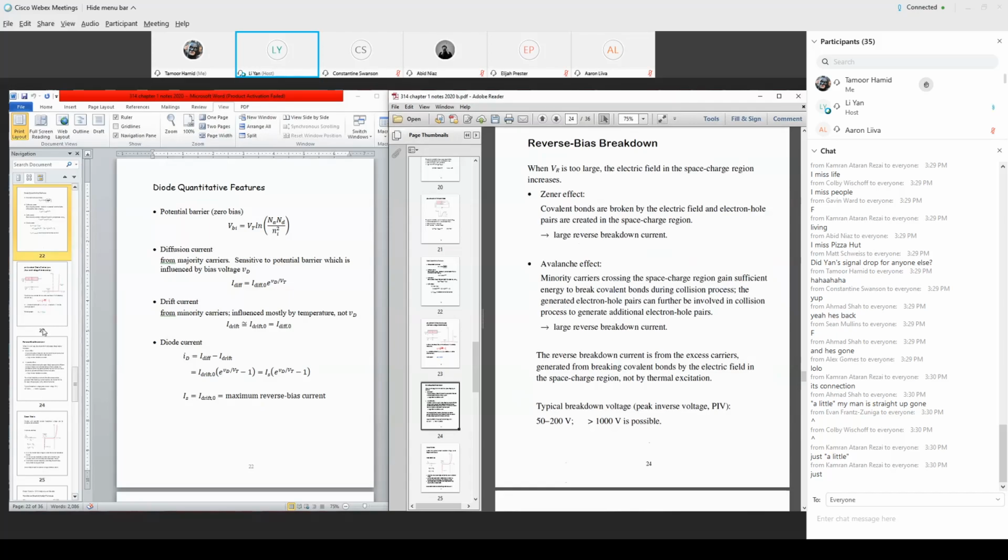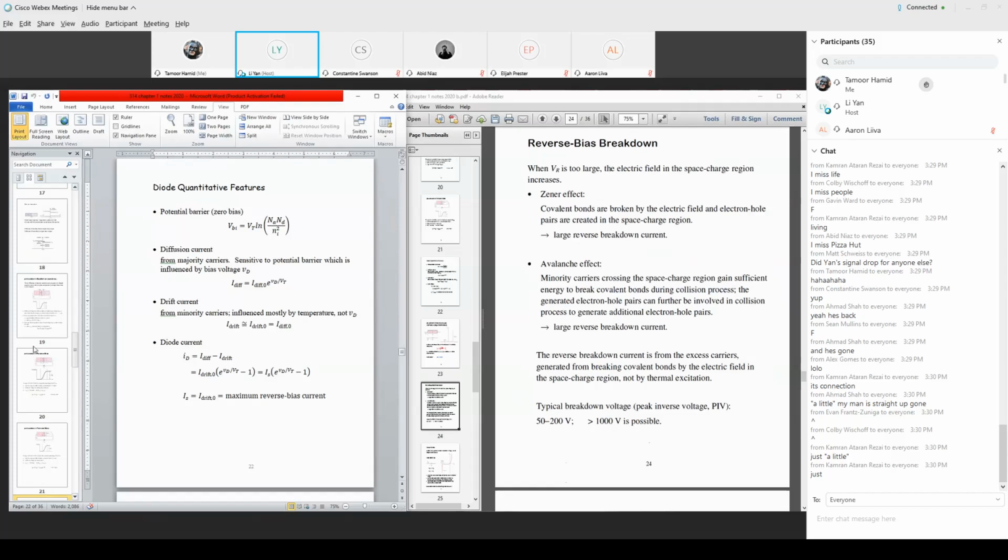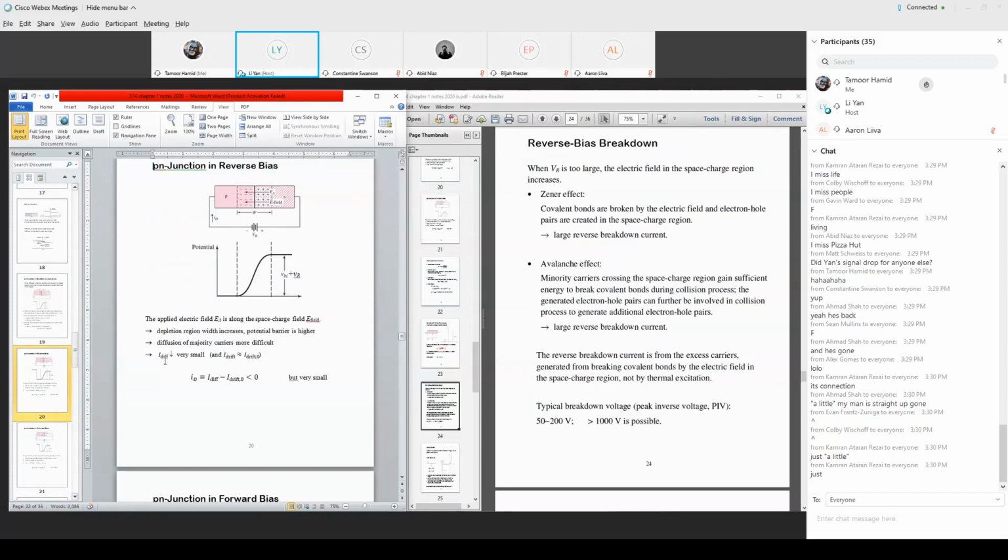So here I have another diagram I was trying to use here. When we say majority carriers, we mean electrons in this region and holes in this region. When we talk about the minority carriers, we talk about the holes in this region and electrons in this region. But these are the carriers that contribute to the reverse breakdown current. None of the carriers come from here and here.